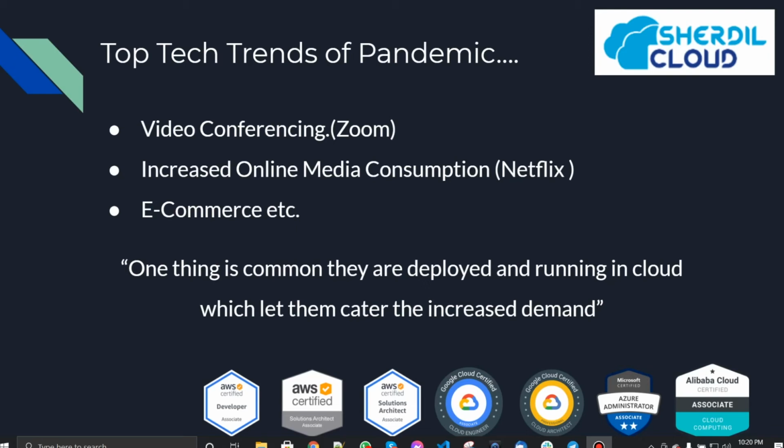10 to 15 customers migrated their e-commerce sites to our cloud, our AWS, like on the Sherdil Cloud, because we provide the hosted solution as well. So one thing is common: they deployed and are running in the cloud, which lets them handle the increase in demand, because they can shut down their services whenever and wherever they want to reduce the money.